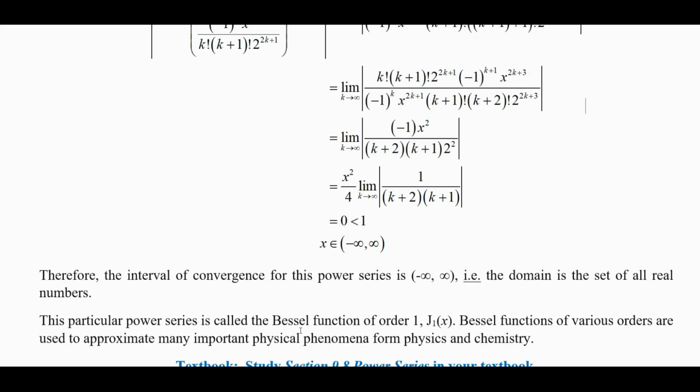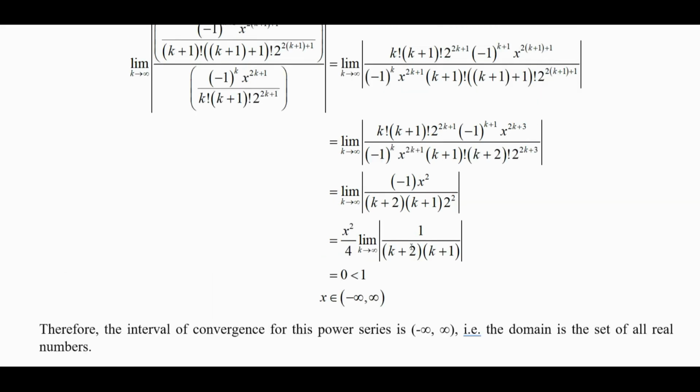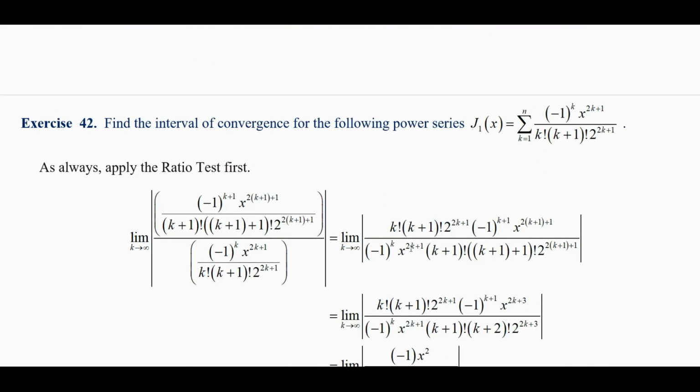This particular one has a name. This power series is called a Bessel function of order 1, J1 of x. And Bessel functions of various orders are used to approximate many important physical phenomena from physics and chemistry, like, for example, the vibration of a drum head. So you may look at that and say, well, boy, that's kind of a mess. Who would ever need that? Well, yeah, it's actually used in the real world.